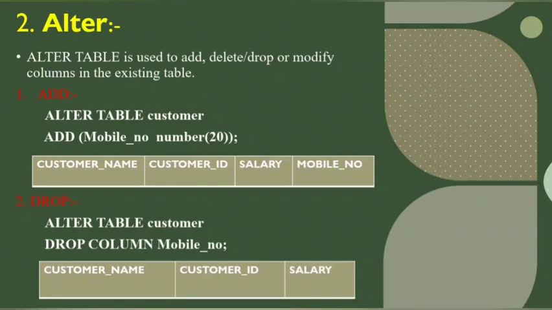So in that case we can use alter table customer. Customer is the table name, and drop column. So we are dropping the column, which means we are deleting the column. Whenever we delete the column, it will delete the entire column as well as the records present under that column. After executing the drop command, the structure of our table is customer name, customer ID, and salary, since we have dropped the mobile number column. Okay, this is about the alter command.